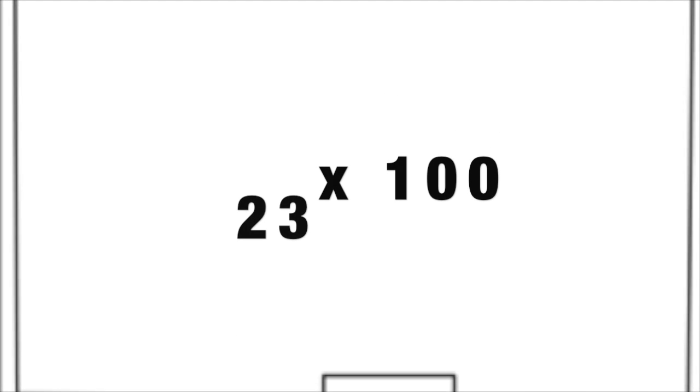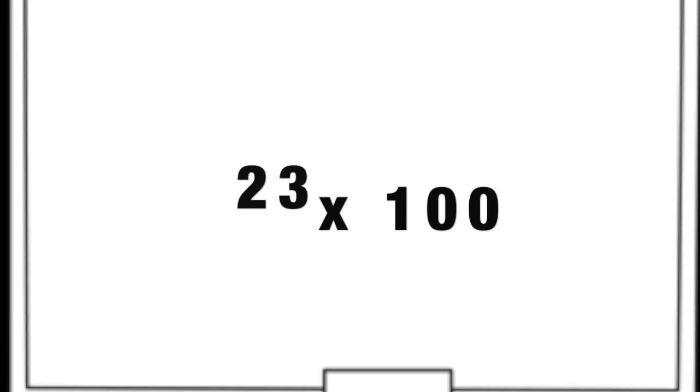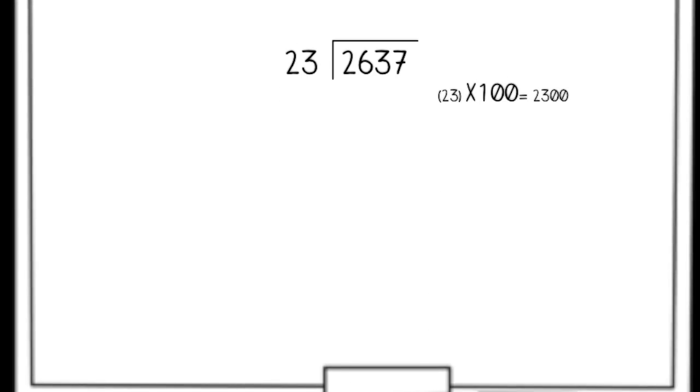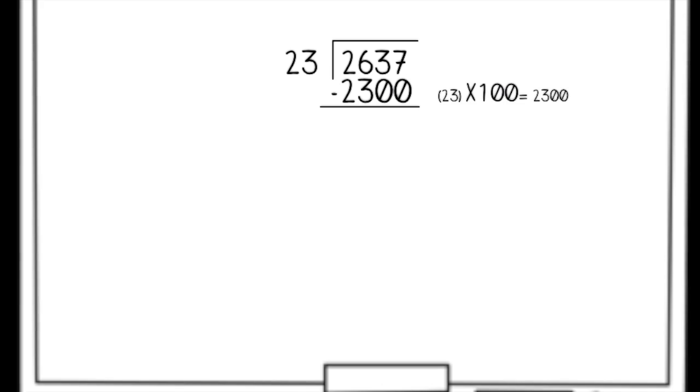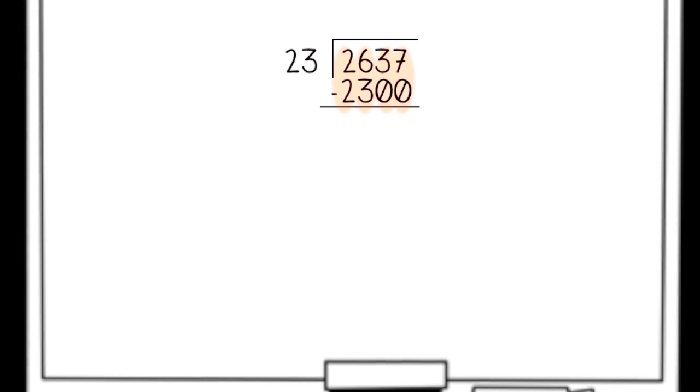2,637 divided by 23. The first thing we are going to do is to make the dividend and the divisor have the same place value. That means we need to multiply the divisor, which is 23, by 100. We'll write that answer over here, 2,300. See how all the digits match up? There, at least they match up on mine. So that means that the dividend and the divisor have the same place value.